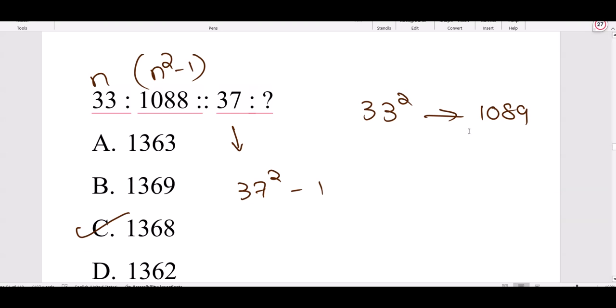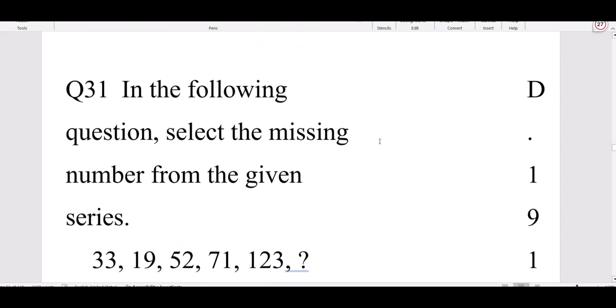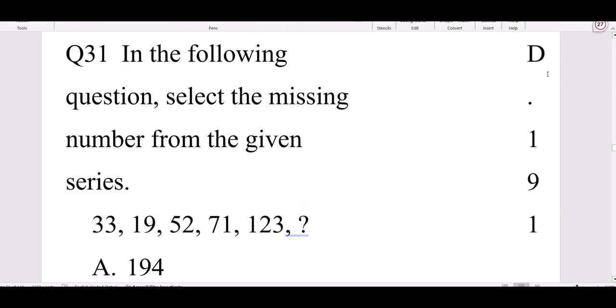Next, 20. Next question. I'm not able to hear the question number, please. It's question 31. Okay. After this, next we have to go for the test. Series question. Okay.